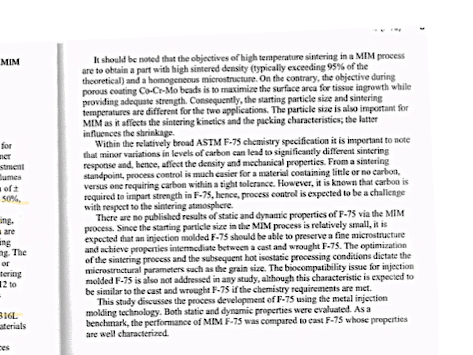Objectives in the MIM process, high sinter density. Okay, that should be familiar to you guys. Exceeding 95% of the theoretical. For ceramics, we know it's even more demanding, but for metals, they're forgiving, so 95% is pretty good.